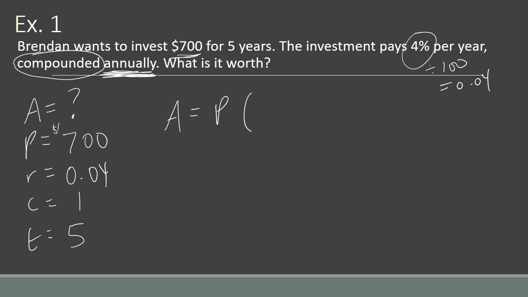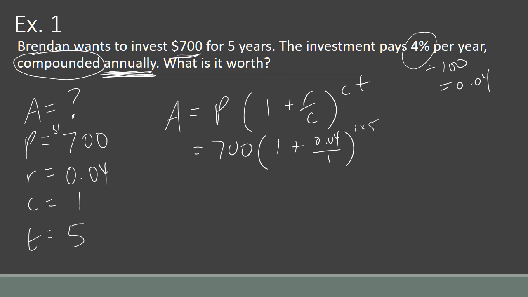So just to get some practice memorizing this, I'm going to rewrite it. Now you sub everything in. P is 700, 1 plus R, 0.04 divided by 1, that's R divided by C, and then CT. Now 2 letters side by side just means multiply, so that just means 1 times 5. And 1 plus 0.04 divided by 1. 5 times 1 is 5.